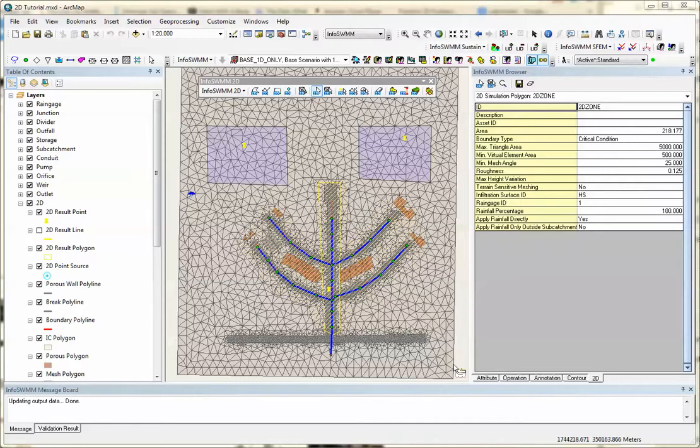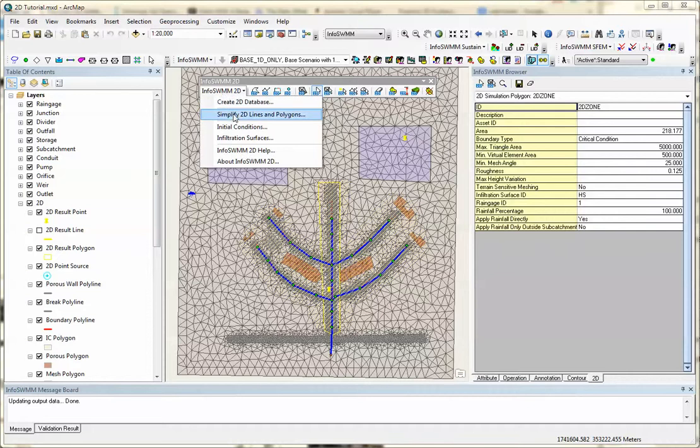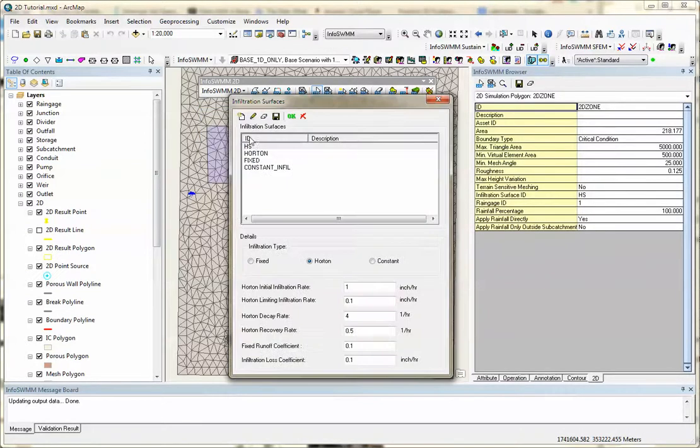I'm going to talk about infiltration surfaces on InfoSWM 2D, which are exactly the same as the infiltration surfaces on ICM 2D, InfoWorks ICM 2D. You define the infiltration surfaces in the InfoSWM 2D menu, infiltration surfaces.